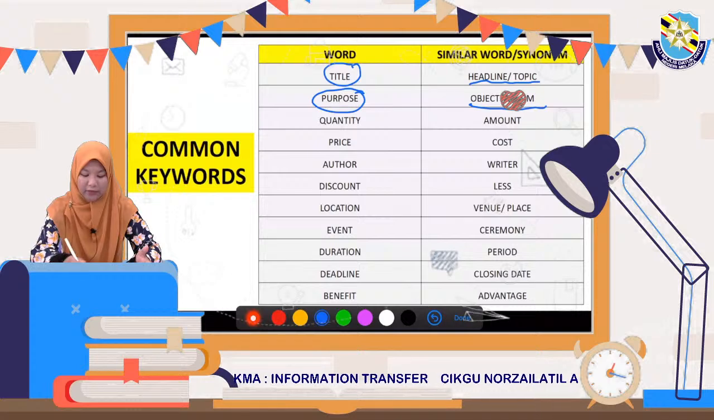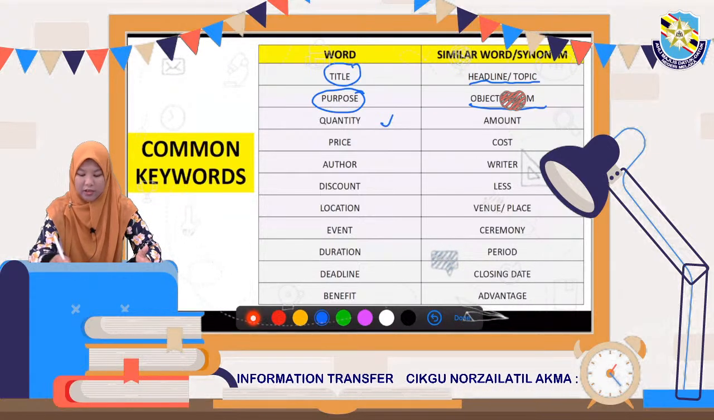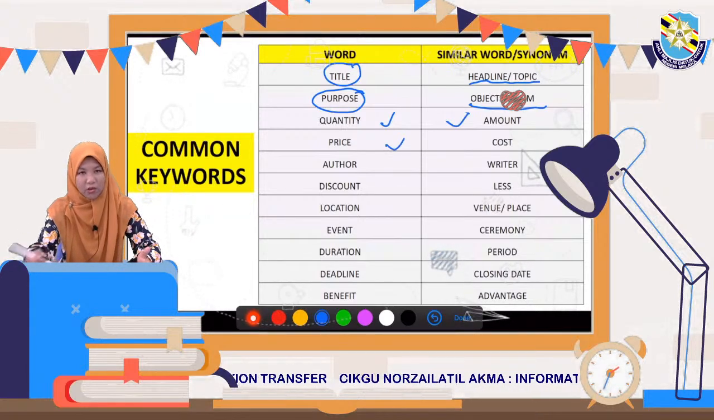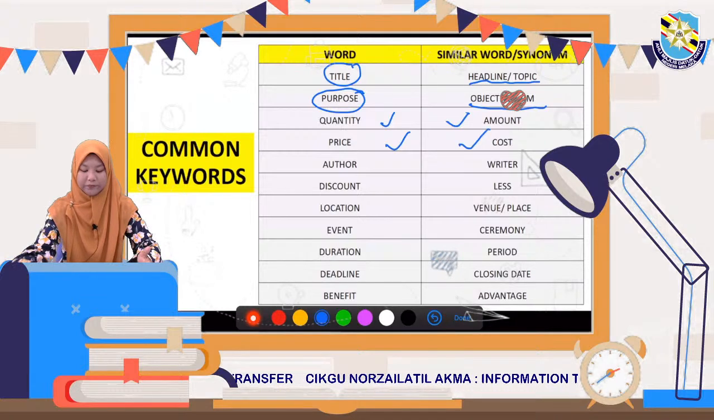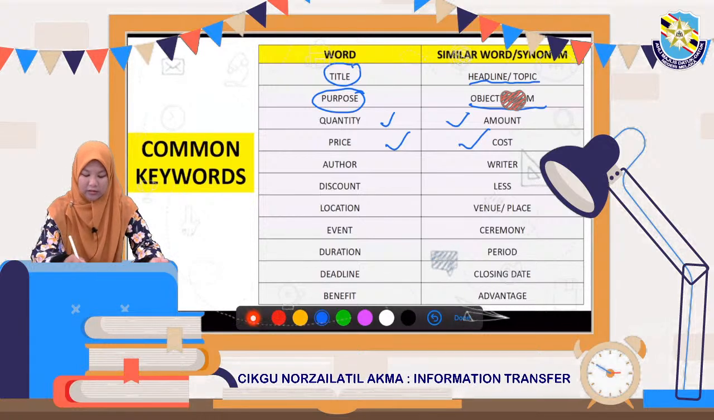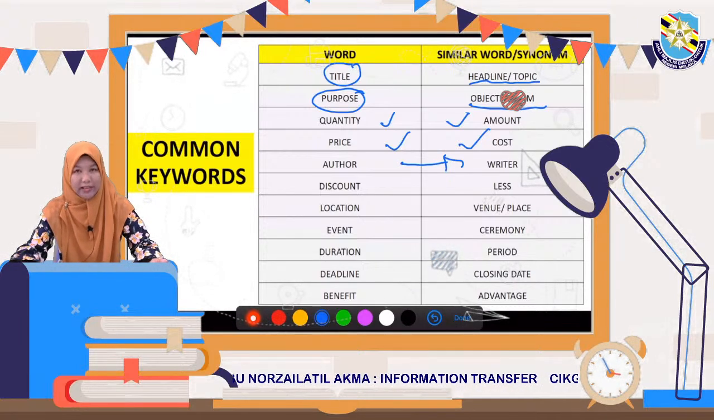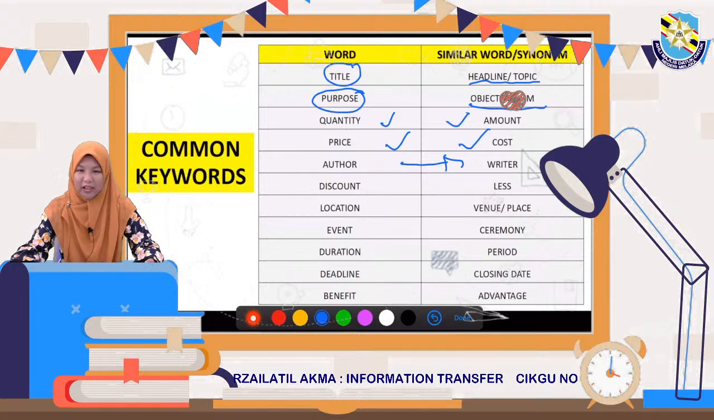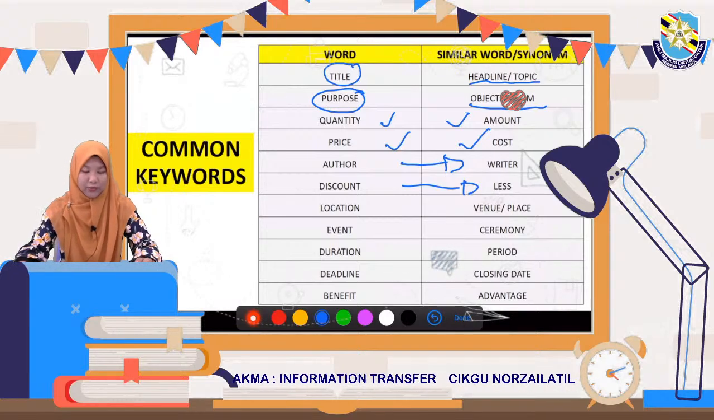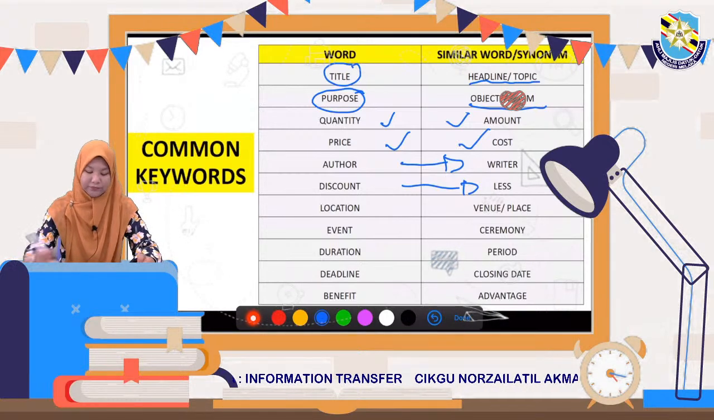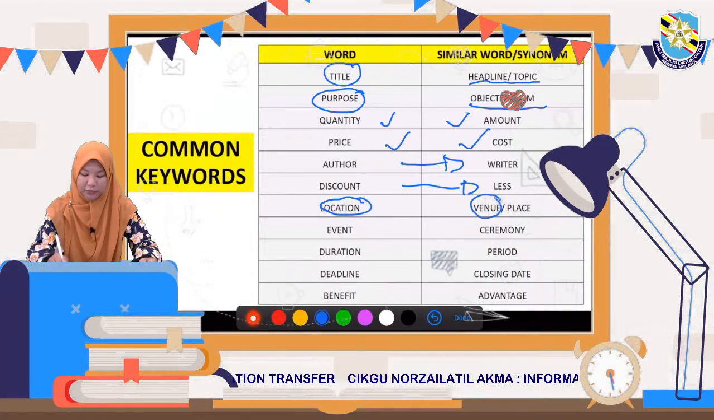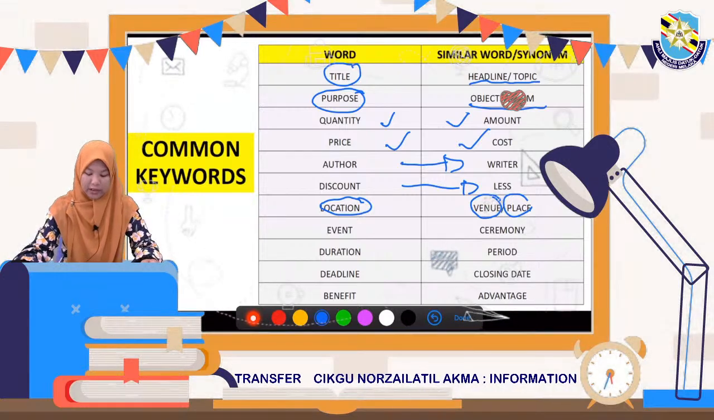The next word I have is quantity, and the synonym will be amount. For price, you might encounter the word cost. Author, I think, will be very common, and it is similar to writer. And discount, everyone loves discount. Discount means you can get a lower price. Then location. For location, usually we use venue or place. Then event.